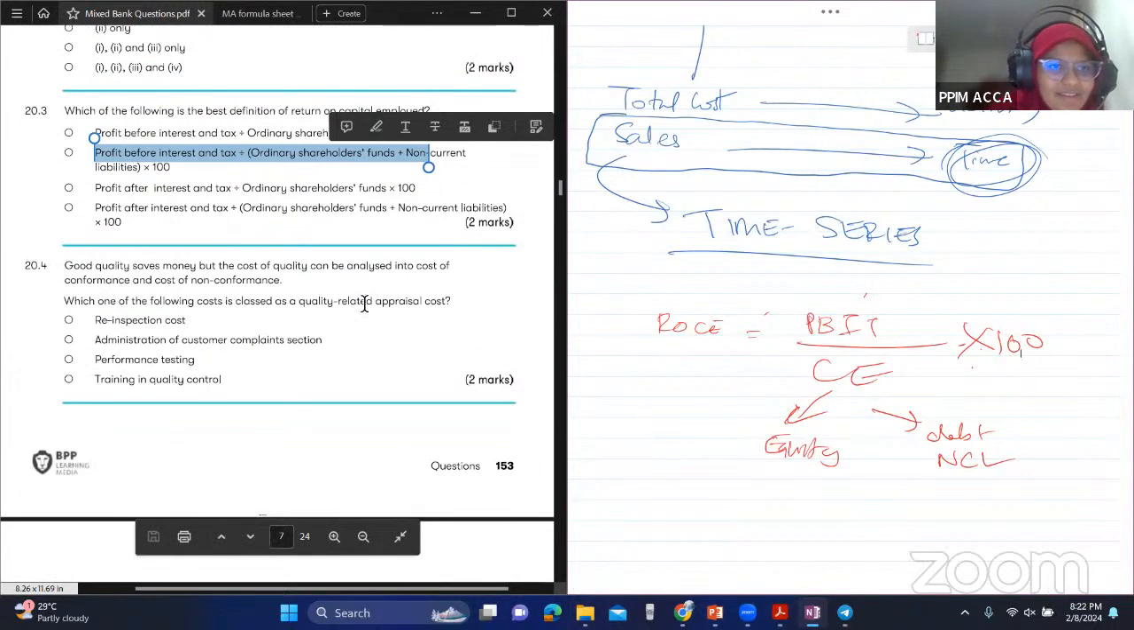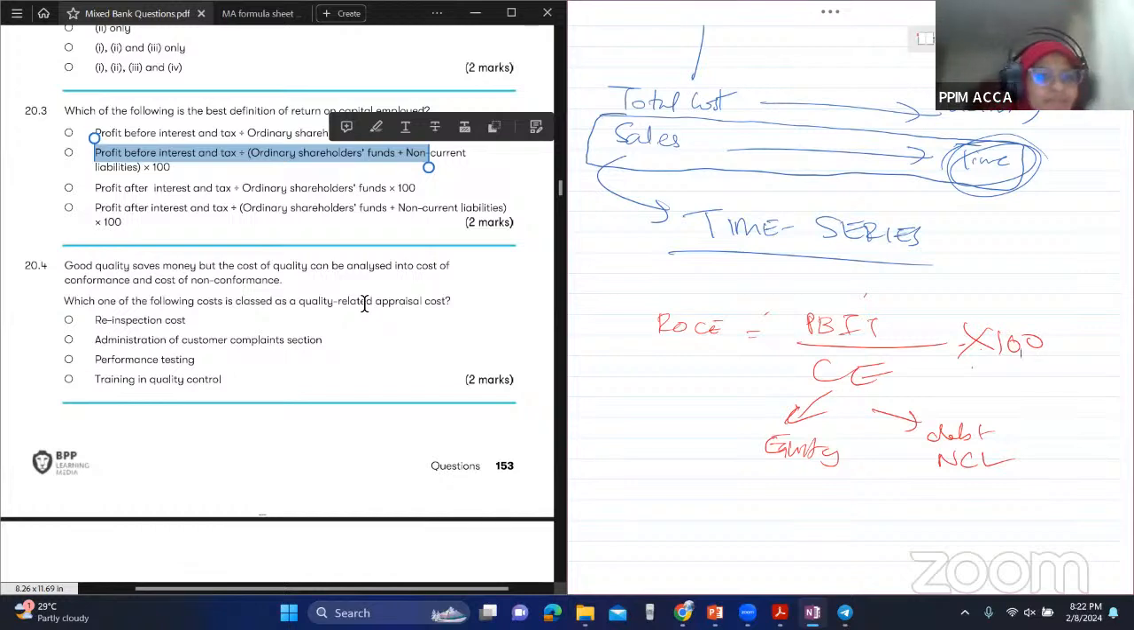Okay, this is another area. Let's read it. Good quality saves money, but the cost of quality can be analyzed into cost of conformance and cost of non-conformance. Which of the following costs are classed as quality-related appraisal cost?